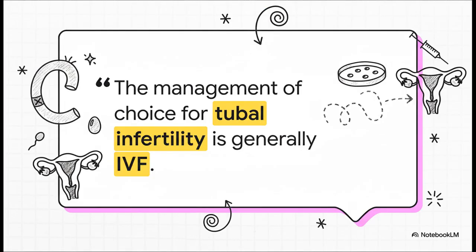This quote really underscores a key takeaway from all of this. For a specific problem like a blocked fallopian tube or clogged irrigation pipe, the go-to solution is usually IVF. And it makes sense, right? Why try to fix the pipe when you can just go around it? IVF completely bypasses the problem.